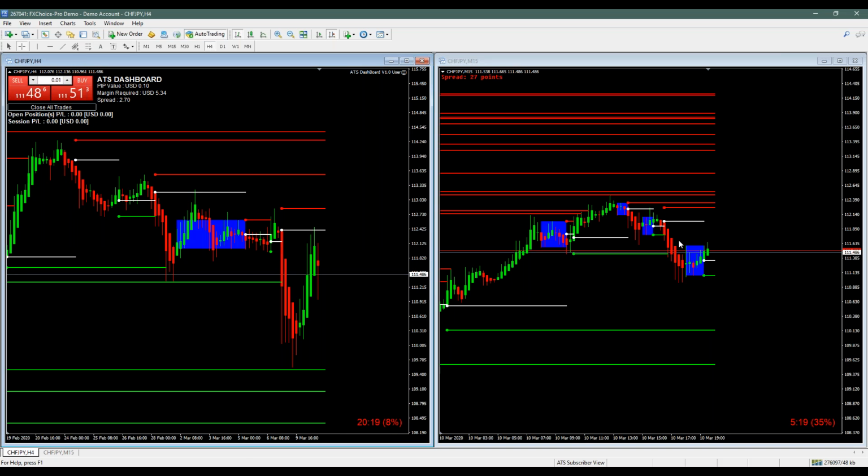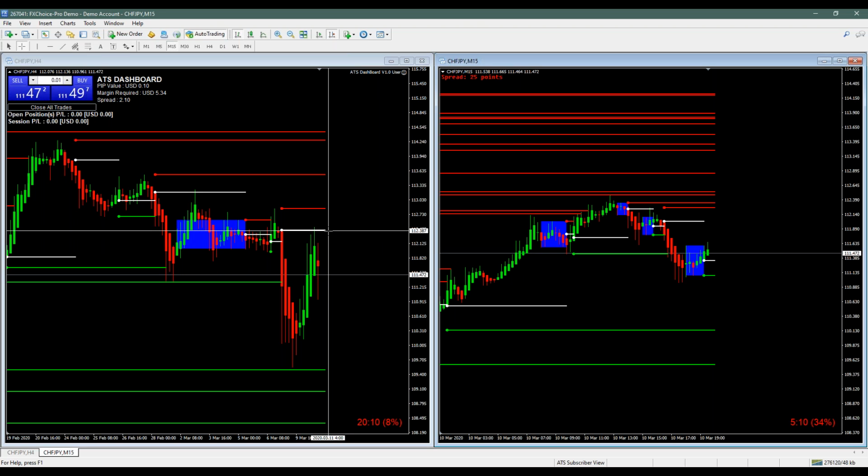Now that we're going through that reaction, forming a box right here, I wouldn't say that our directional bias is long at the moment. We really want to wait for it to get back up above this and see if we start stacking through some of these liquidity lines.